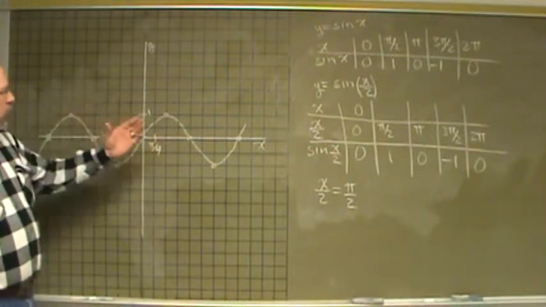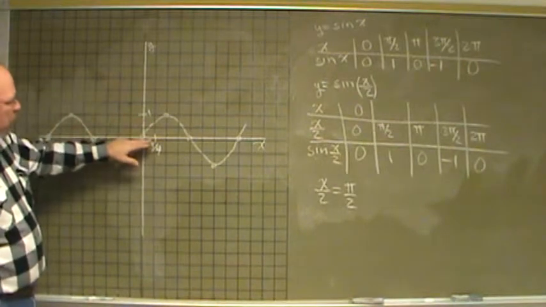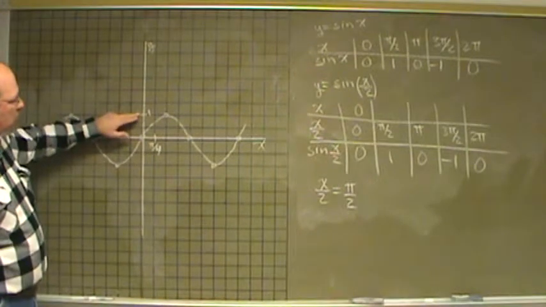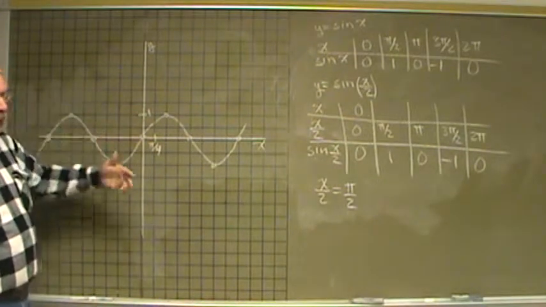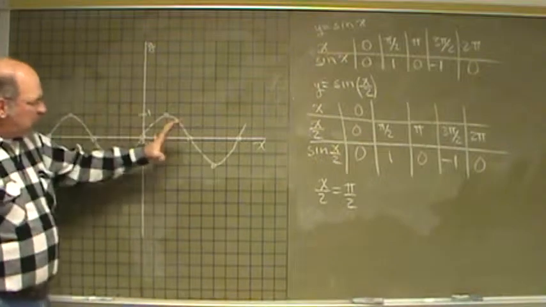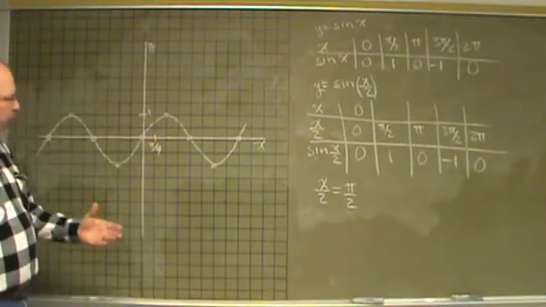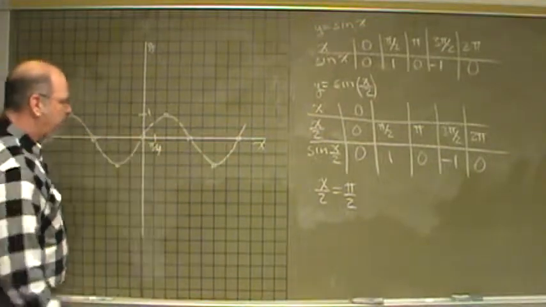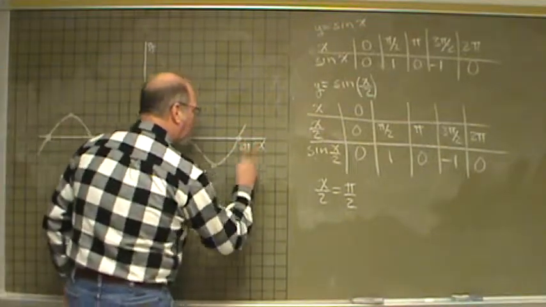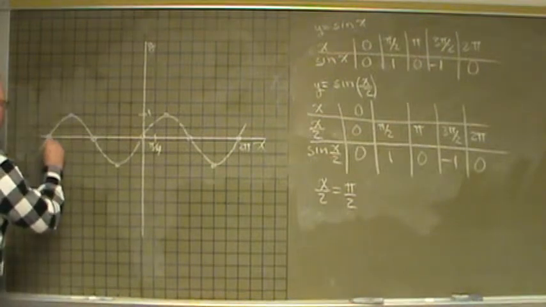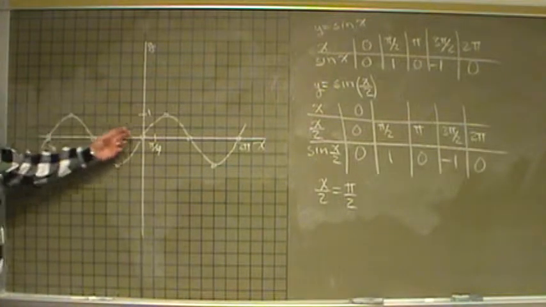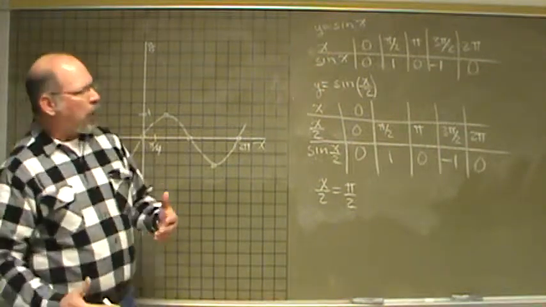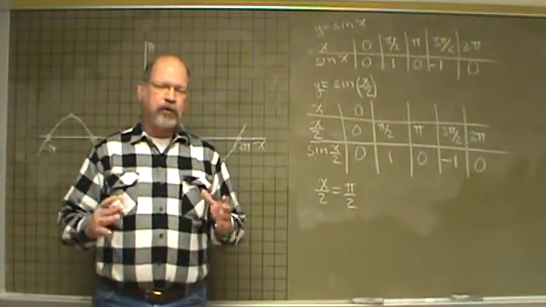When I don't have any shrinking or stretching going on, I generally let one tick mark on the x-axis be pi over 4 units, and 2 tick marks on the y-axis be 1 unit. To me, this is a standard sine wave graph. We're showing at least 2 periods, from 0 to 2 pi, and from negative 2 pi to 0 is another period.